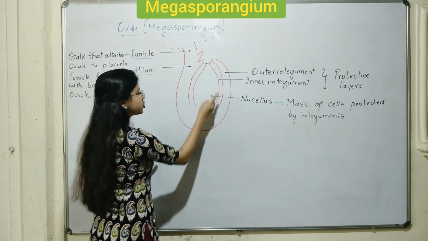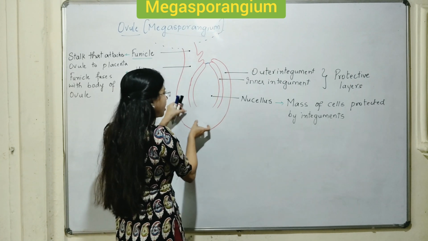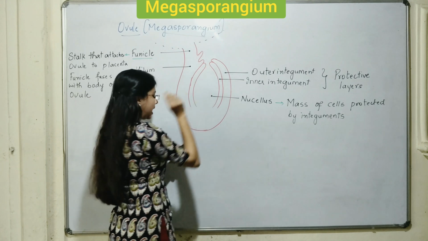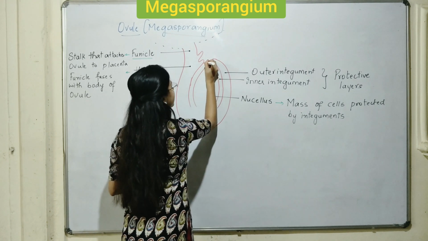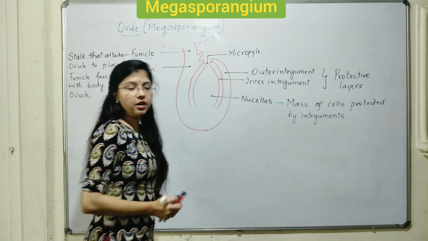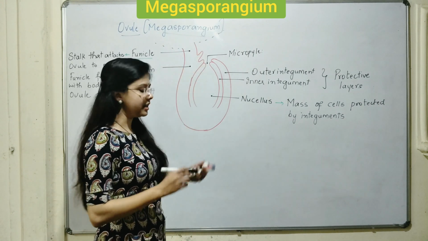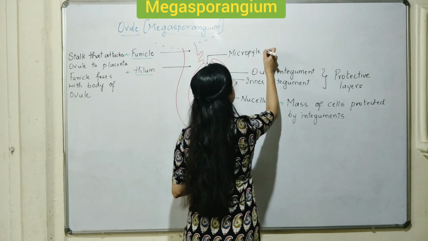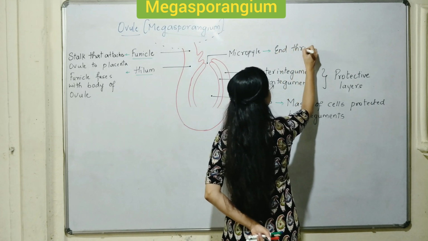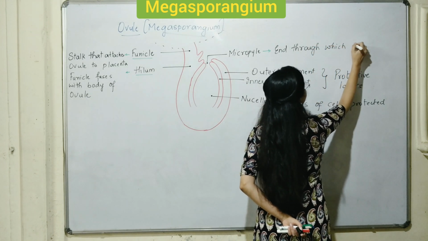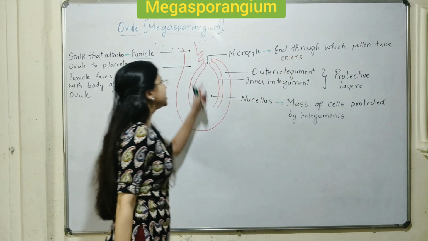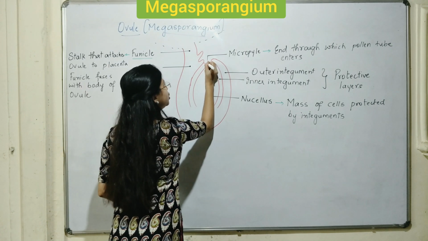Now if you see the structure clearly, you will see that these integuments are protecting or covering the entire surface of the ovule except at one point where there is a small opening present. That opening is called the micropyle. That opening is called the micropylar pore. It can be called the micropylar end as well. So what is the function of the micropyle basically? It is the end through which the pollen tube enters inside the ovule. So you can say it is the entry point for the pollen tube.